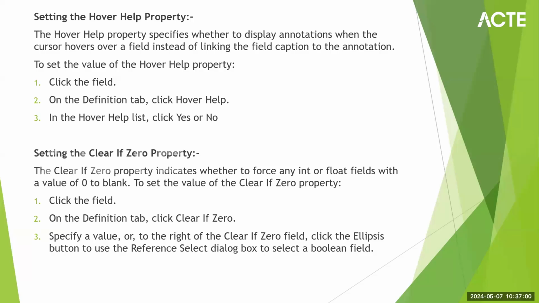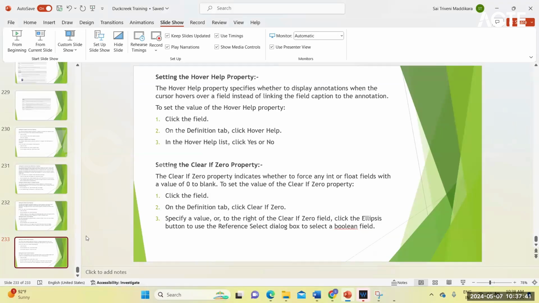So now, when I navigate to that particular screen, the value should be defaulted to 0 or blank. So when I navigate back to that screen again, your name will not be there. In name, it will be blank itself. If it is an int or float field, it will display 0. If it is a string field, it will display blank. So how do you set it? Click on the field on the definition tab, click clear of 0, specify a value, or you can map the respective field which is already present or mapped.